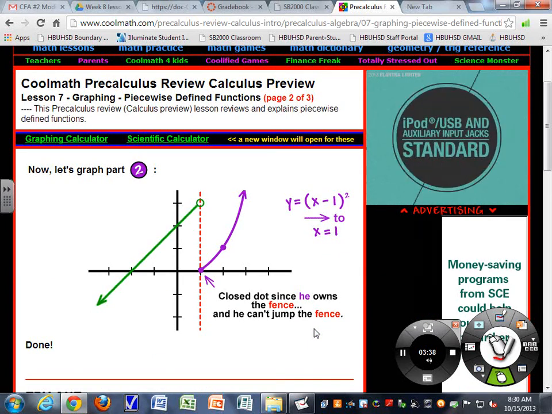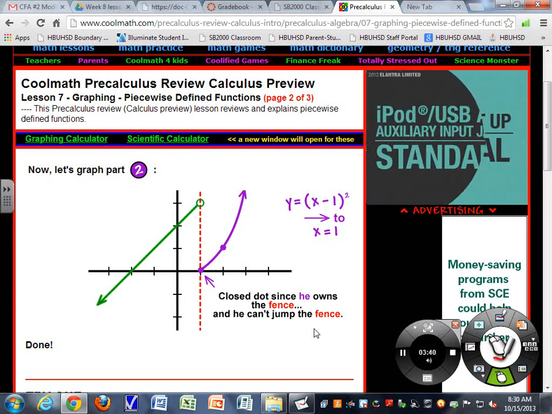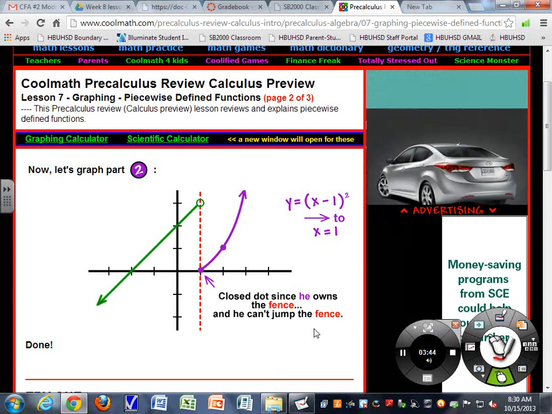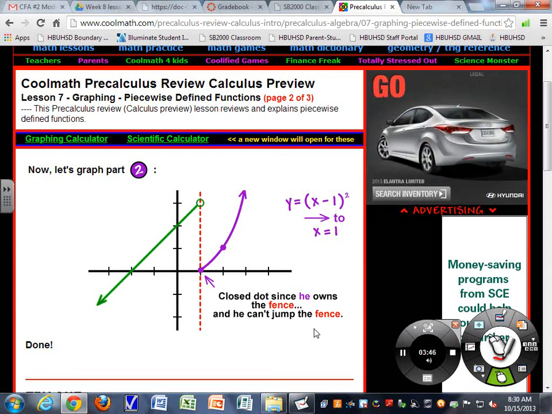So notice that the first one looks like a line. That's because its equation was linear. The second one looks like part of a parabola, and that's because it was a quadratic. But they just started the parabola at the point they were allowed to start it with. It's filled in because it kind of owned the fence, or it was equal to. And then the graph just continues from that side.